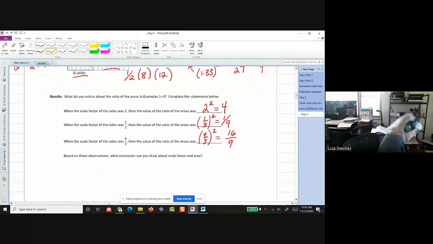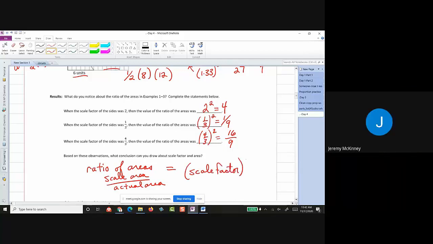Okay, so the key thing here is that the ratio of the areas, and that's scale area over actual area, is equal to the scale factor squared.